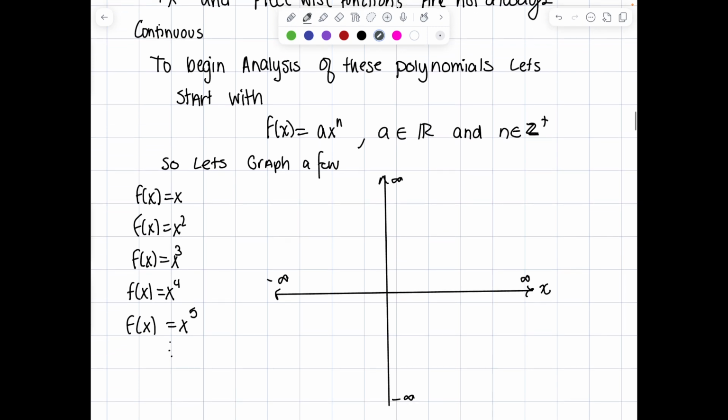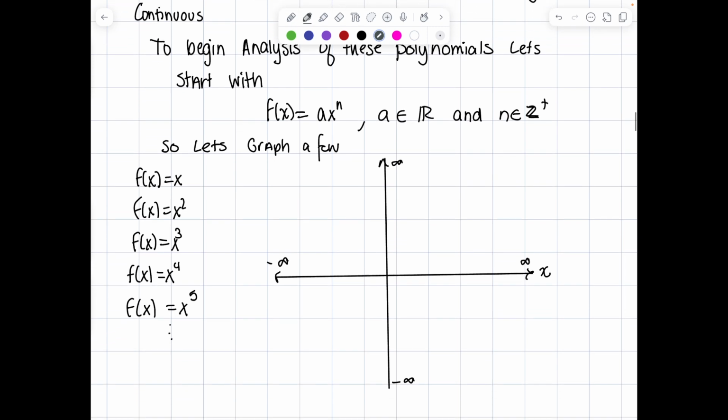All right, so to start our analysis of these polynomials, we have this function here, f of x equals ax to the n, where a is a real number and n is some positive integer. So let's graph a few of these functions. Let's start off with x squared. Personally, I know x squared is a curve that goes through the origin. So I'm just going to draw that. Okay, let's draw x squared.